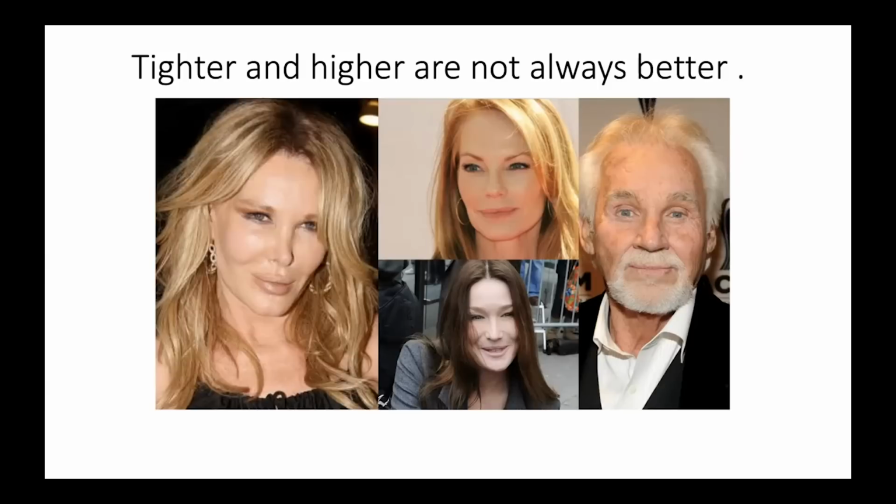So as we talk about aesthetics of the face, a lot of times we were brought up with the idea that, oh, we should just lift everything, but higher and tighter are not always better. This is just a number of pictures of some celebrities I found on the internet, and clearly higher and tighter doesn't necessarily look natural. A lot of this has to do with the volume. We've talked a little bit about deflation of the cheeks.